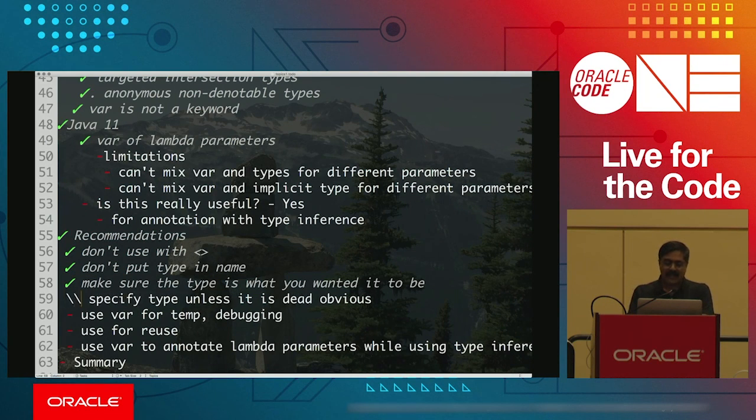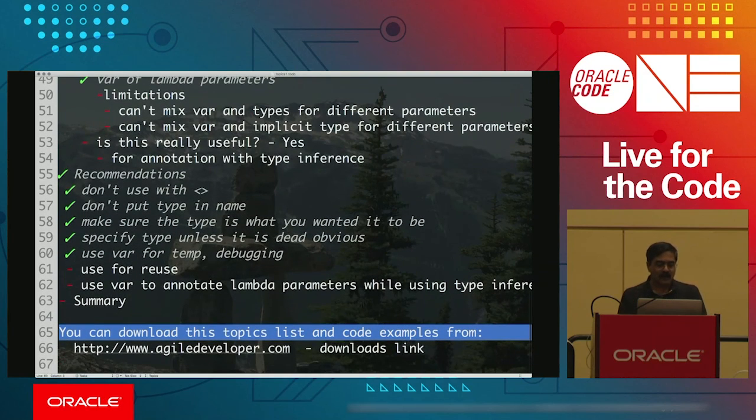Specify the type unless it's dead obvious. It's clear to me, no ambiguity. Give it to a colleague and say, is this obvious to you? If it's obvious to the other person also, go for it. Use var for temp, use it for debugging purposes, use it for reusing code, use it for annotated Lambda parameters. But if you're in doubt, just simply don't bother. You don't have to use var. There is no reason to get into a fist fight with your team. Var is not worth it in my opinion.